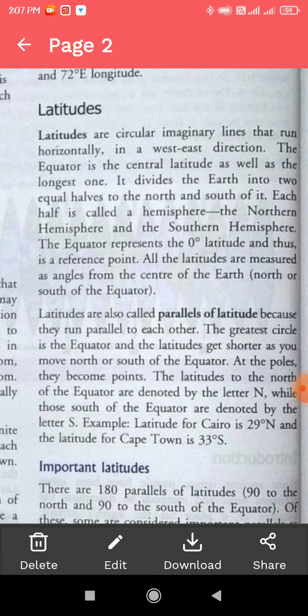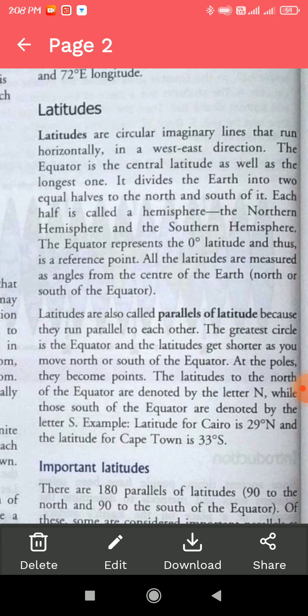Well, latitudes are circular imaginary lines that run horizontally in a west-east direction. The equator is the central latitude as well as the longest one. It divides the earth into two equal halves to the north and south of it. Each half is called a hemisphere: the northern hemisphere and the southern hemisphere. The equator represents 0 degree latitude and thus it is a reference point. All the latitudes are measured as angle from the center of the earth north or south of the equator.